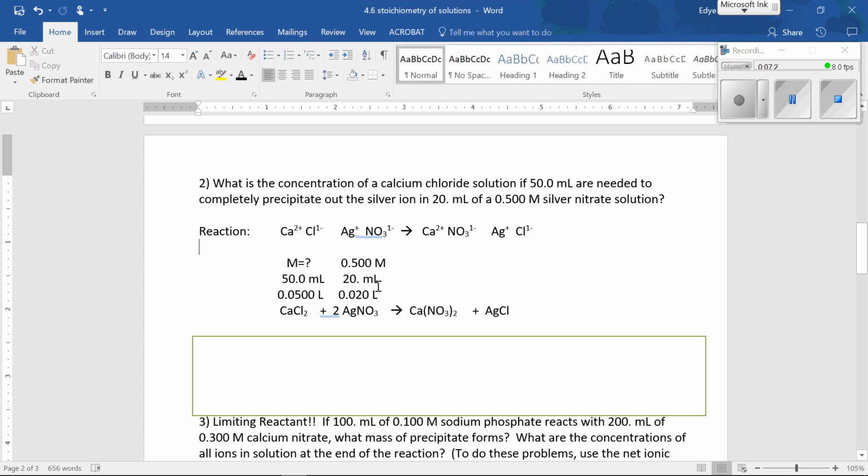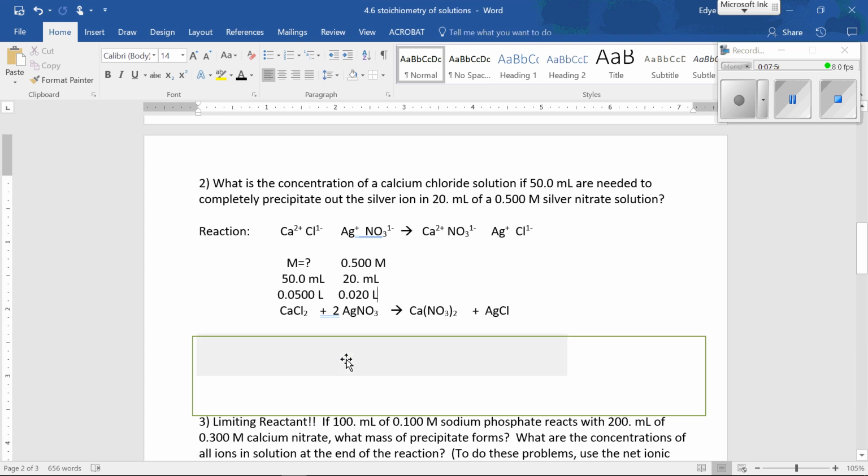Now notice I actually added a whole other row here, this liters right here. Since I have to always use liters in my conversions with molarity, because molarity, this capital M here, is moles over liters, I'm just going to rewrite all my mils as liters. You have to get very comfortable with converting between mils and liters. You just move the decimal 3 to the left when you're going from milliliters to liters.